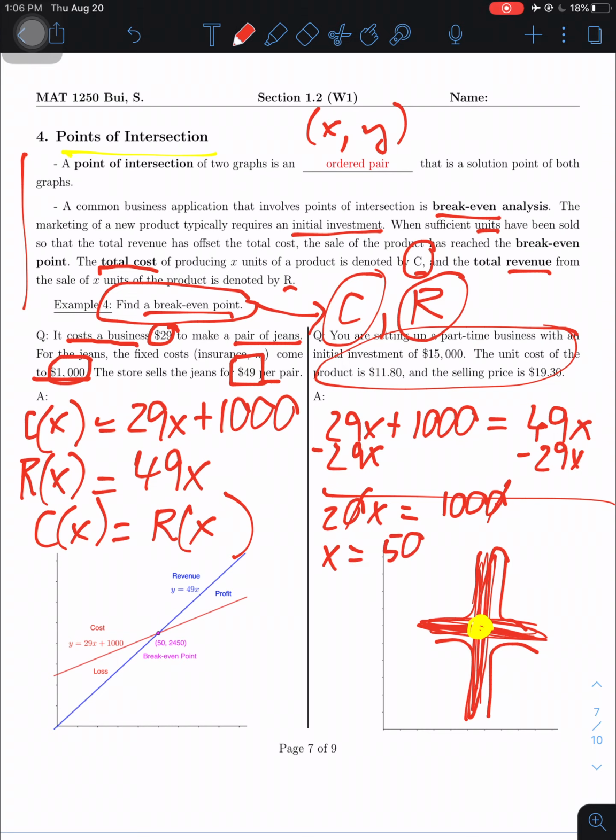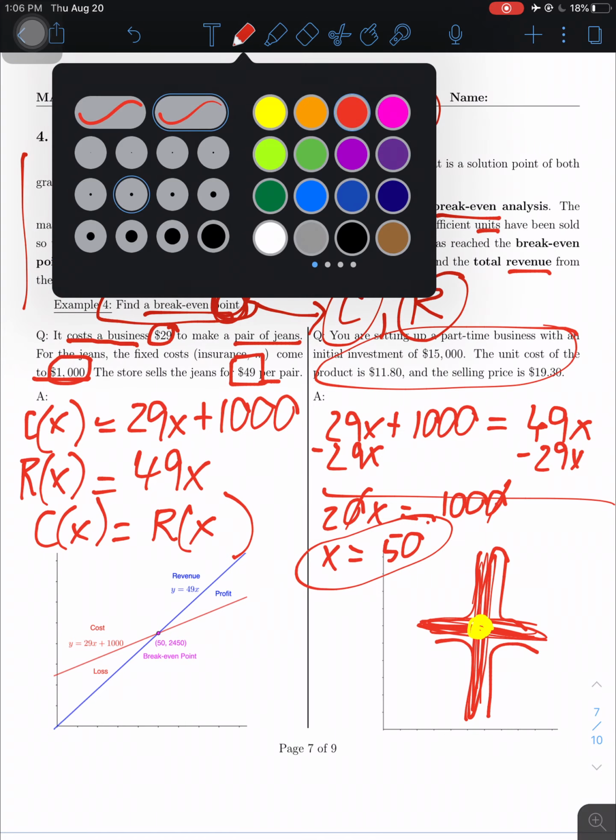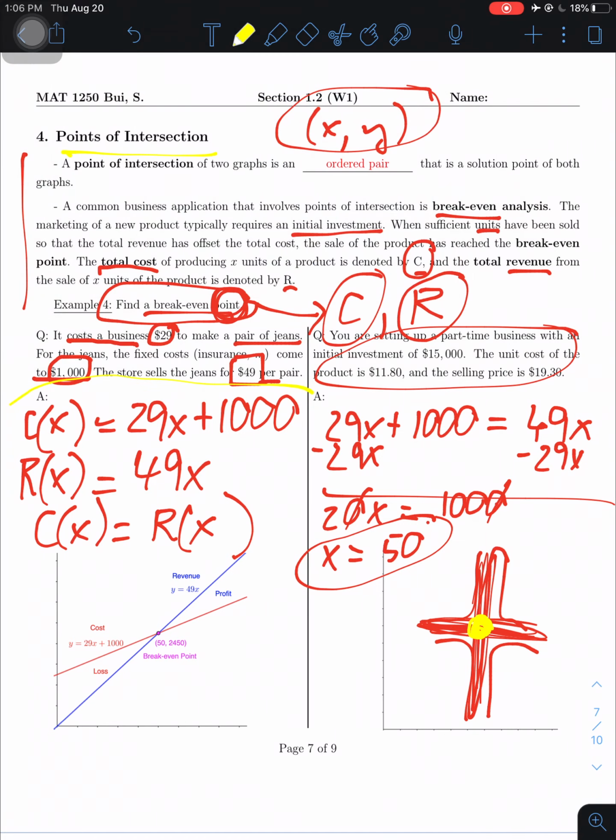Okay. So we have the x coordinate, but since they're asking about the point, and a point requires x and y, the x coordinate is not enough. We have to find the y coordinate of it. You have two options in here. You can plug x equals 50 into the first equation, the cost equation, or the second equation, the revenue equation. If you're lazy like me, I would go for the shorter equation. So I'm going to plug x equals 50 into the revenue equation, and I get y equals 49 times 50. If you input it into your calculator, we should get 2450.